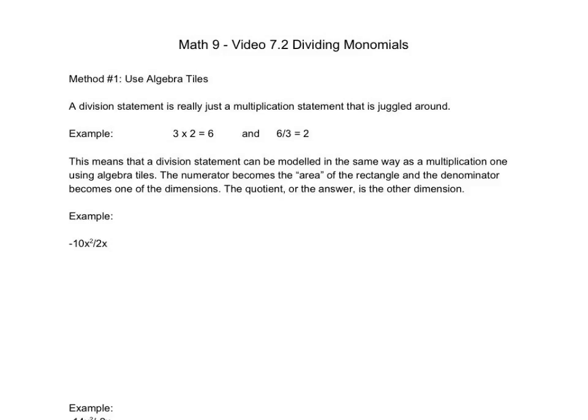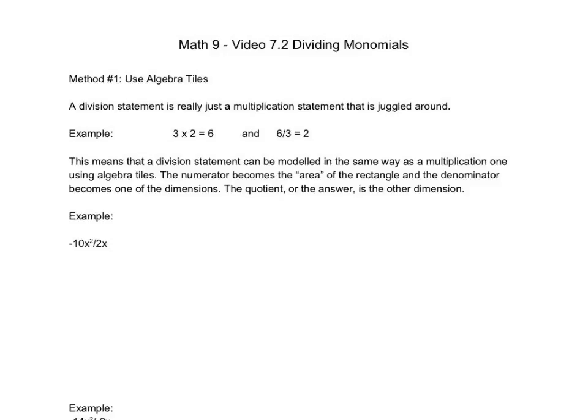In order to grasp this concept, we need to recognize that a division statement is really just a multiplication statement that's juggled around a little bit. So, for example, if you take 3 times 2 equals 6, we could juggle that around and say that 6 divided by 3 is equal to 2. There are parts that are interchangeable once you switch them around. So this means that a division statement can be modeled in the same way as a multiplication one using algebra tiles. It just switches a little bit what parts go where.